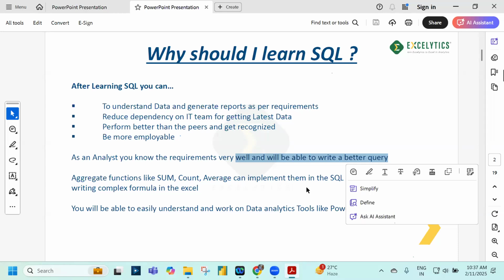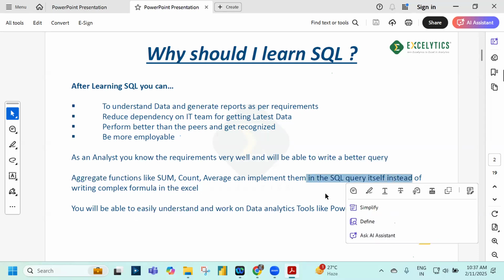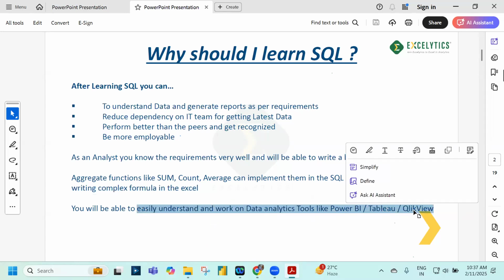So this is the reason, if you are from the functional side of the business, it is good to learn SQL, so that you yourself can write your queries, right? See how much time you can save. Aggregations like sum, count, averages, and many other things can be easily applied in SQL instead of writing a very complex formula in Excel. Excel formulas sometimes look very complex when compared to SQL functions. You can easily implement SQL functions. Also, tools like Power BI, Tableau, QlikView, you can easily understand because the data modeling and everything works with the same concepts as SQL.